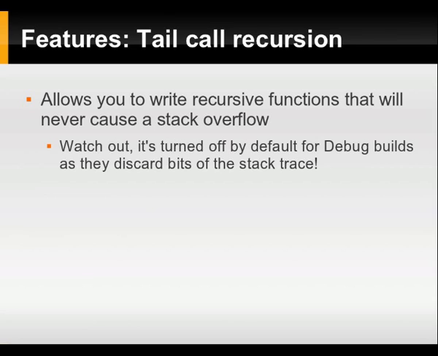The F# compiler does support tail call recursion. If you don't know what that is, you probably don't care. If you do, it's actually very useful. It effectively allows you to write infinitely recursive functions without ever blowing the stack, which can be useful. Word of warning, it's turned off by default in debug builds, because what it basically does is at the end of each recursion it throws away the stack. So if you try and debug a piece of code that is recursive and you have tail call recursion turned on, you can't actually tell how many times it's recursed because it throws away the stack each time. So somebody somewhere made the decision to turn it off by default in a debug build.